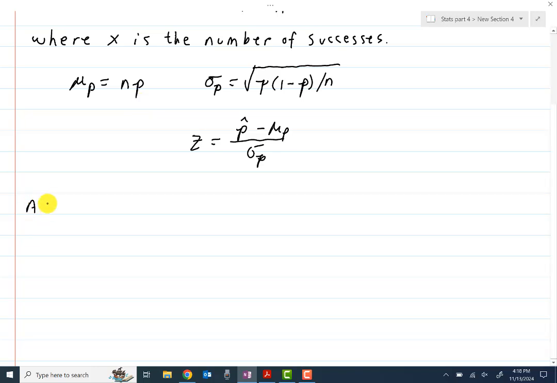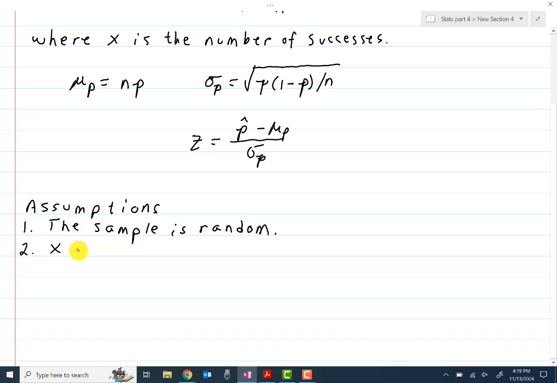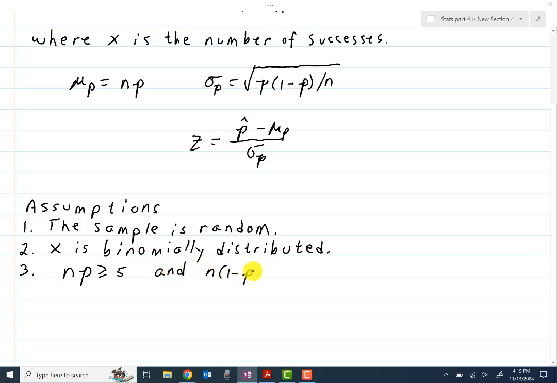Here's some assumptions that we have to make, though. One, the sample is random. We always make that one. Second assumption, x itself is binomially distributed. And then this last one is that we need n times p to be greater than or equal to 5, and n times 1 minus p to be greater than or equal to 5. If it satisfies these, then we have ourselves a normal distribution of proportions. Let's do some examples to illustrate this.